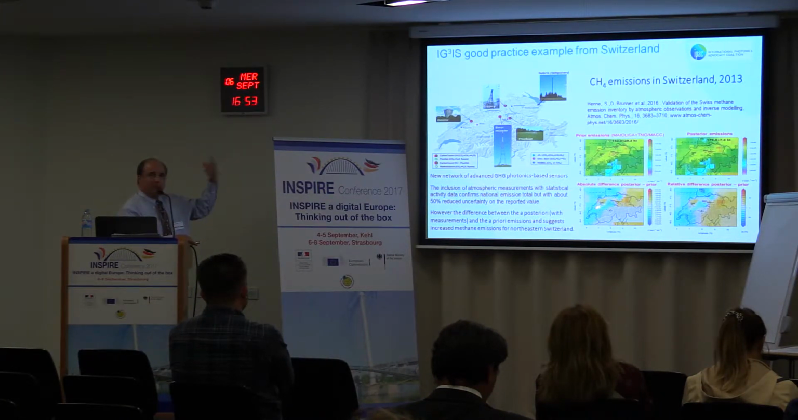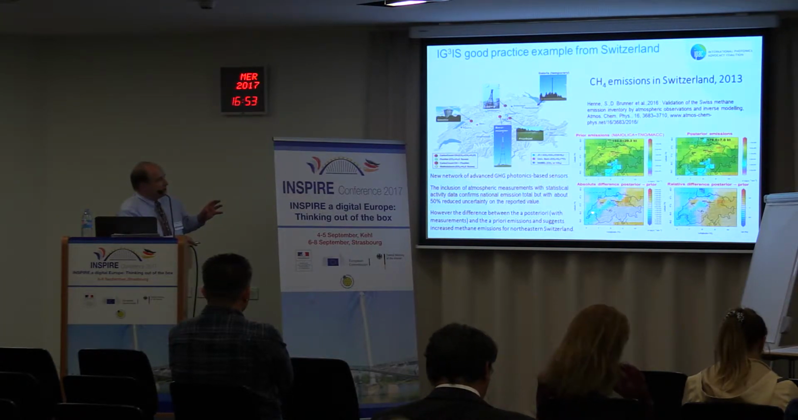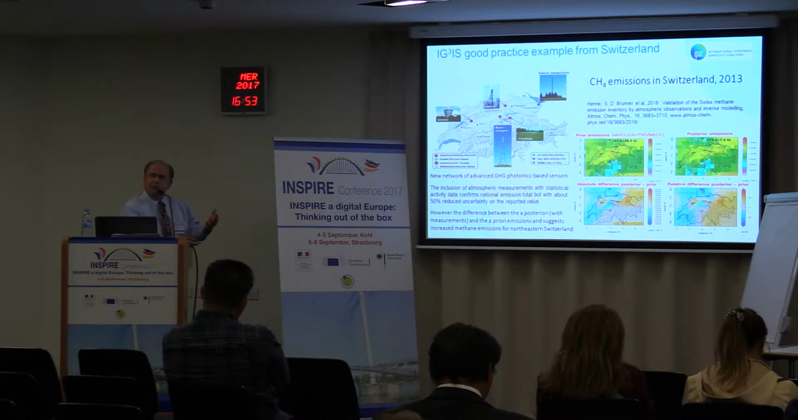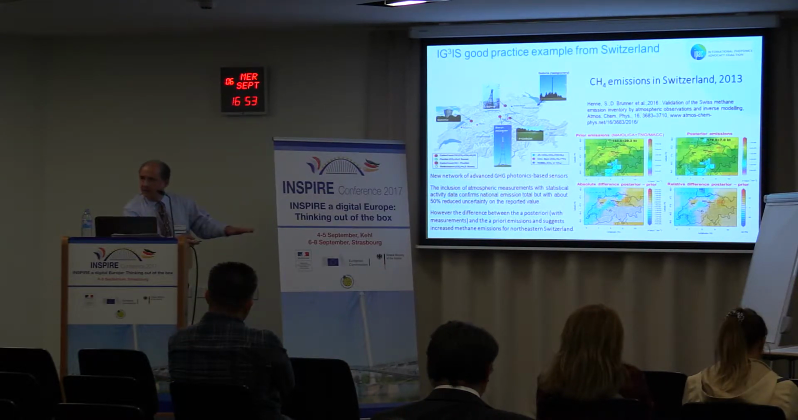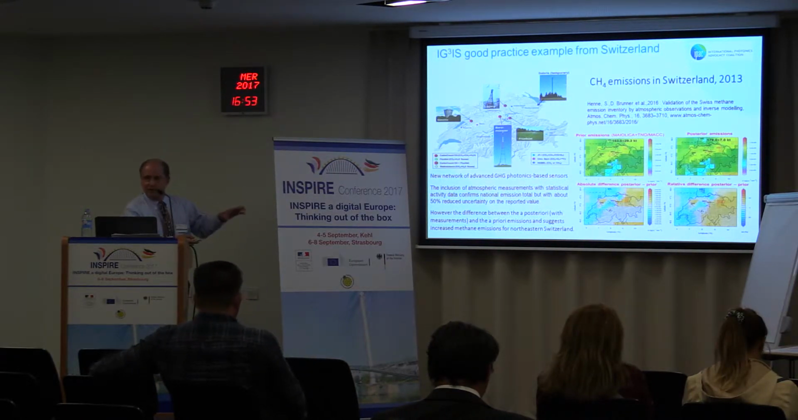And when you look at the prior statistical information with respect to the final answer that you get, you see there's a big change in the distribution of those emissions. It turns out that while the total was in agreement with this analysis, the spatial distribution was very different. And this is really important if you're looking for fugitive emissions of methane and you're looking for opportunities to reduce from a given sector. You need to know in spatial detail where the emissions are coming from.